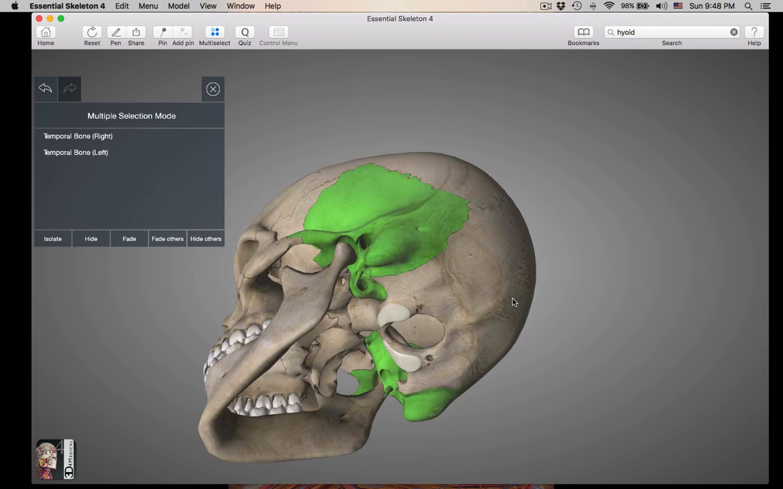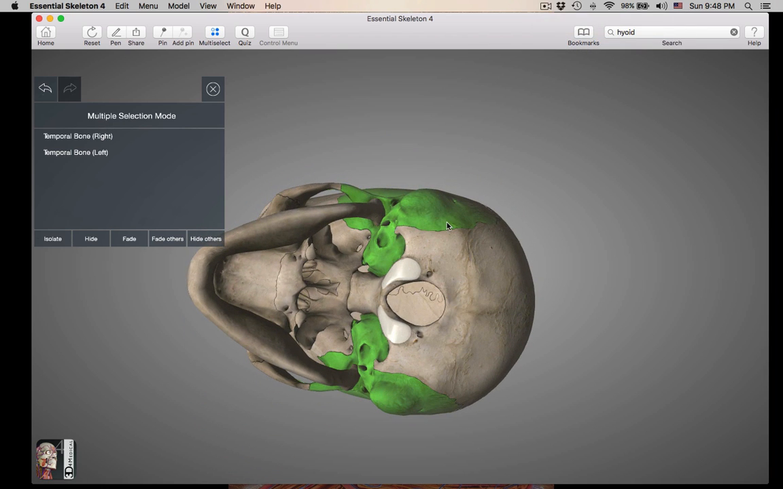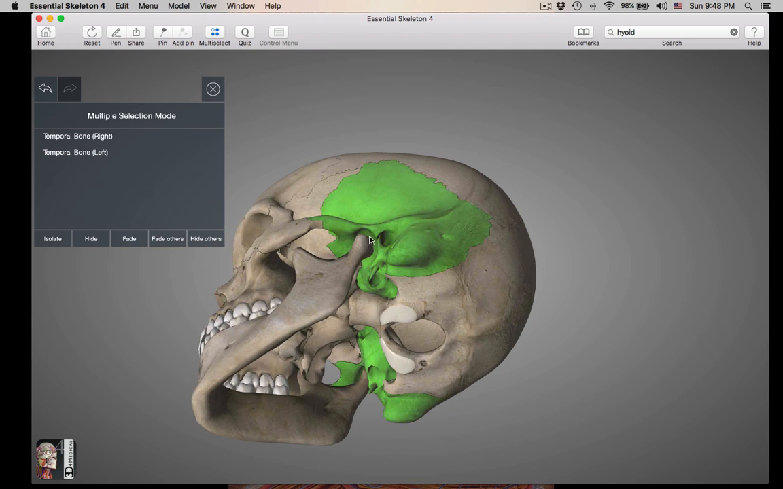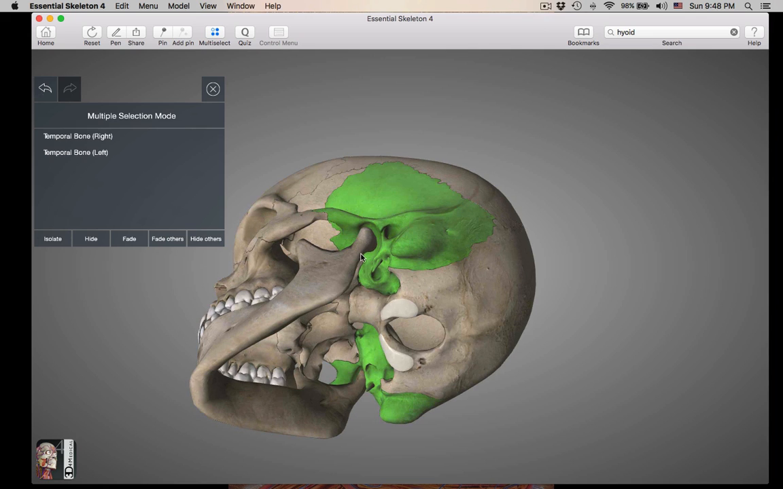So we got rid of that hyoid bone. Here you see the two temporal bones, and the mandibular fossa is going to be right in here. It's a little depression where the head of the mandible articulates with the temporal bone. And we can pop off the mandible and it'll be easier to see this little depression right there.